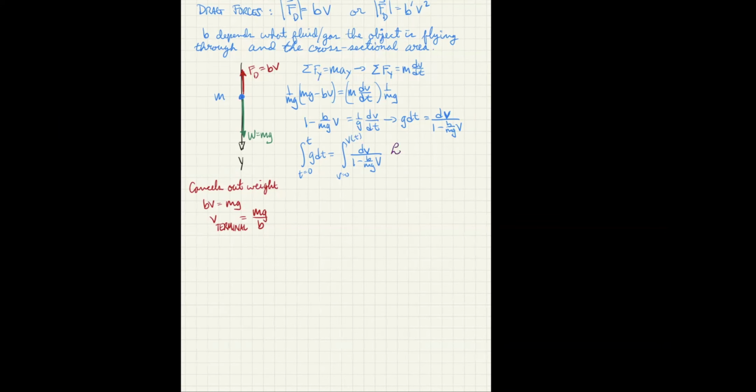We're going to say let u equal 1 minus b over mg times v, then du is going to be equal to negative b over mg dv, which also means dv is equal to negative mg over b times du, which I think is the easier way to use it.